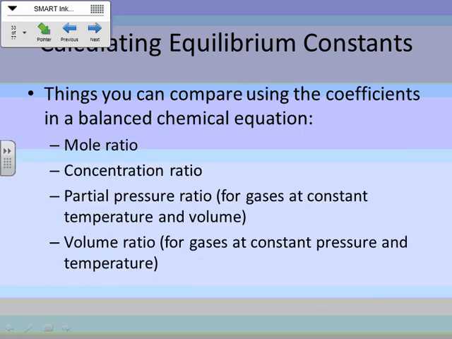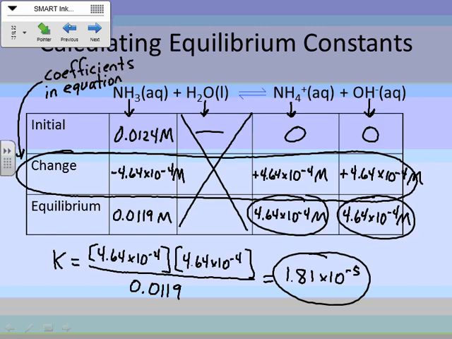Alright, so I just want to step back for a second here and talk about the things that you can use the coefficients for. Coefficients in a balanced chemical equation, first and foremost, will tell you a mole ratio of reactants to products. We've known that for a long time. They also tell you a concentration ratio, which we sort of just took for granted because we have talked about that already this year, but I just want to make sure that you guys get that.